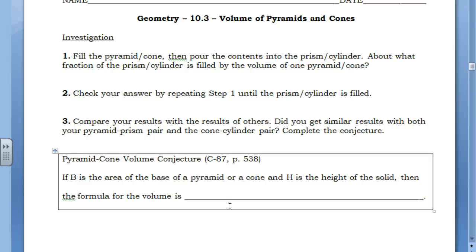This is Geometry C, Lesson 10.3, Volumes of Pyramids and Cones.